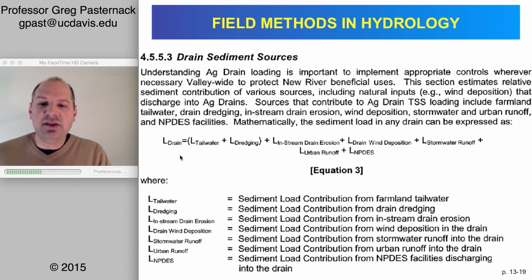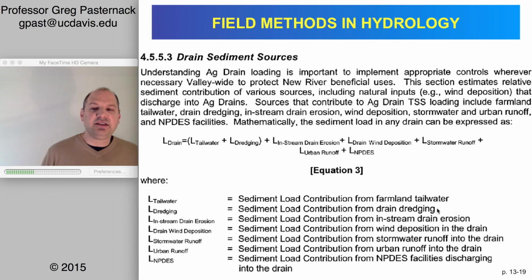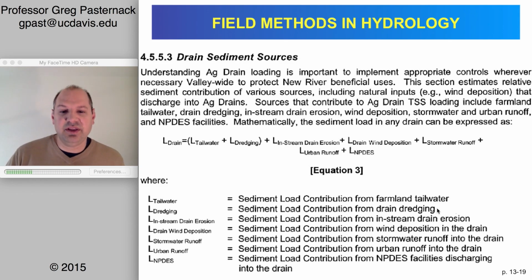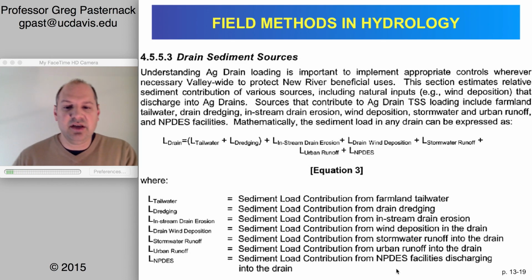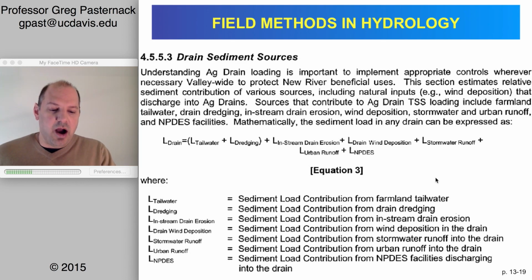The load that's in the drain equals all the different sources that are combined together. So what's coming from farmlands, what's coming from drain dredging, and so dredging could be a loss, but to the extent that dredging is releasing material that's otherwise locked on the bank or in the bed, then that's a source. In-stream drain erosion, wind deposition, stormwater runoff, urban runoff, and then from regulated facilities. So we basically set up a sediment balance here, and then you have to go and figure all of that out.